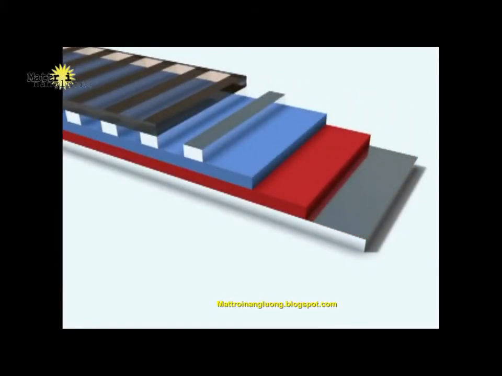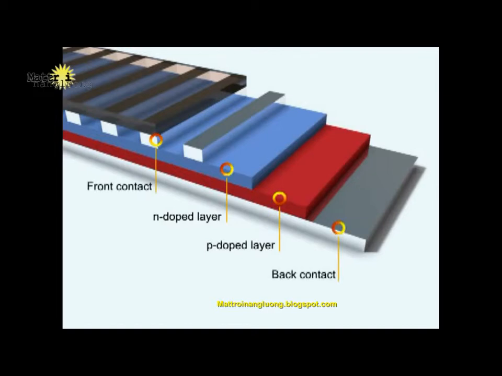A solar cell consists of 2 silicon panels sandwiched together. One layer is doped with N-type dopants, the other is doped with P-type dopants. To allow an electrical flow of electrons, a front and a back contact are installed to the layers. Glass is installed on top of it to protect the layers and the electrical contacts from damage.